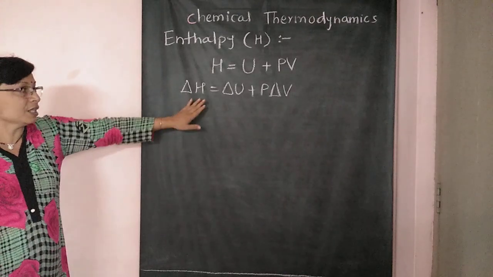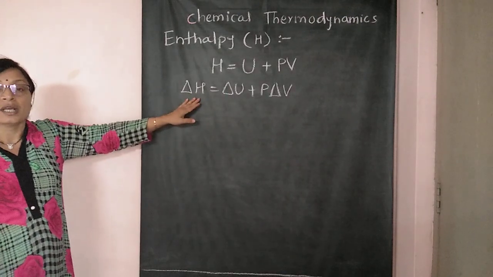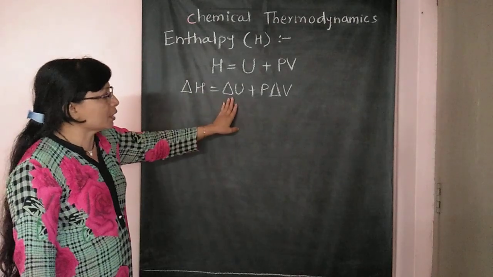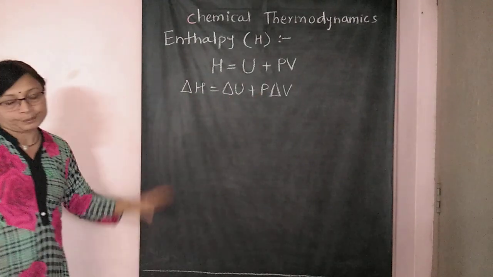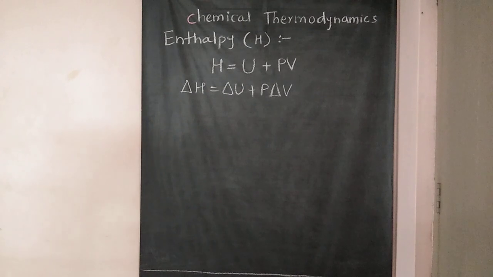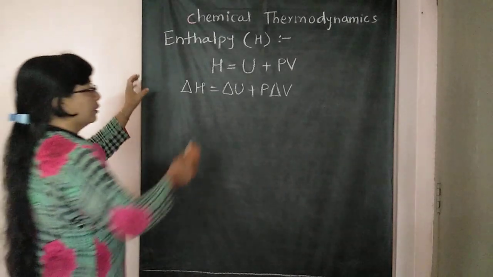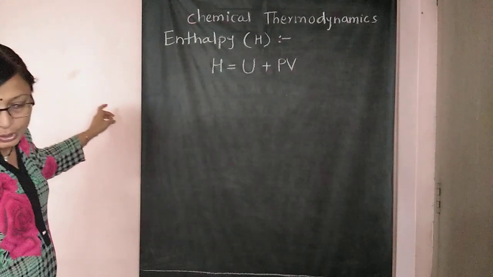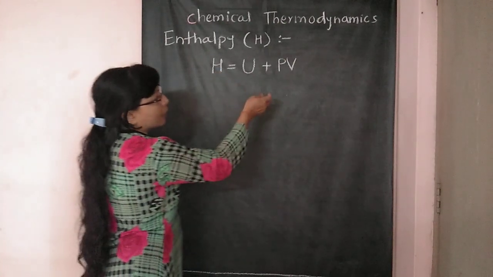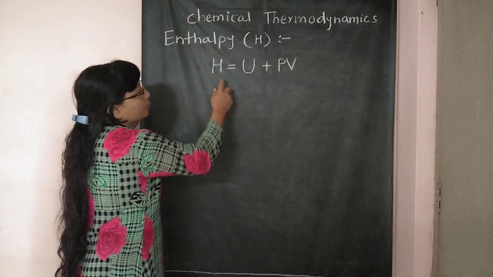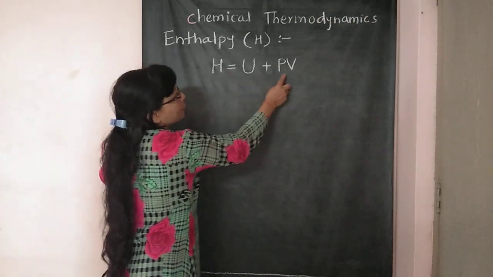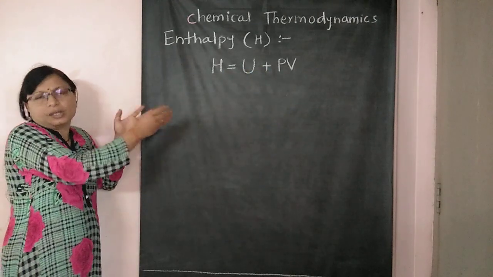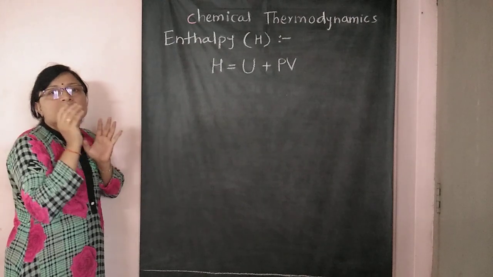So we have to study the next question: show that delta H is equal to delta U plus P delta V. How can this expression be proved? Start with the first point. We know that we have the equation H is equal to U plus PV. We know this equation of enthalpy.